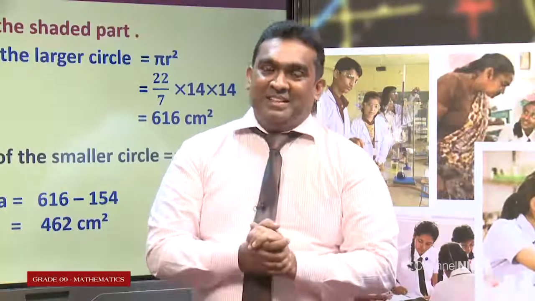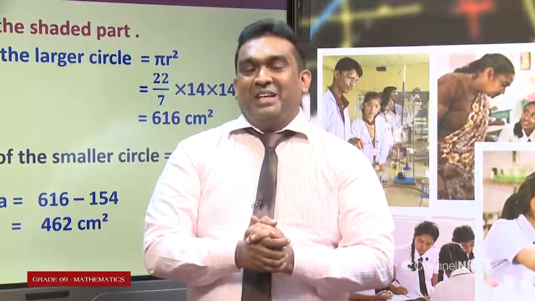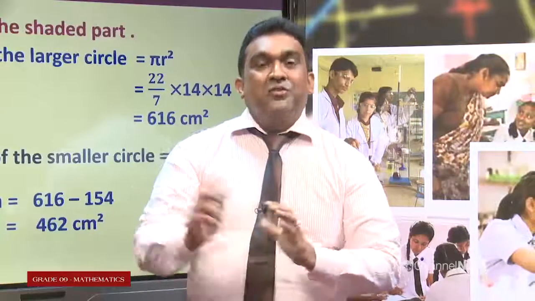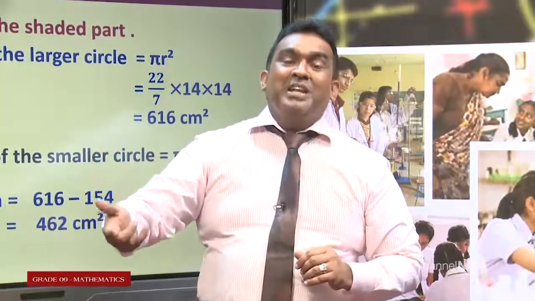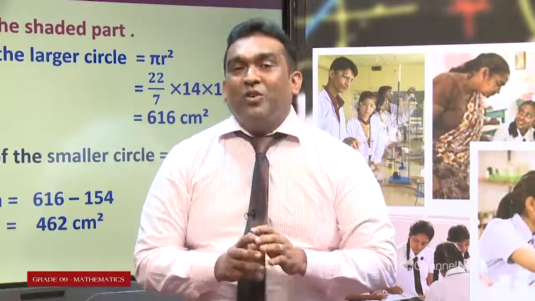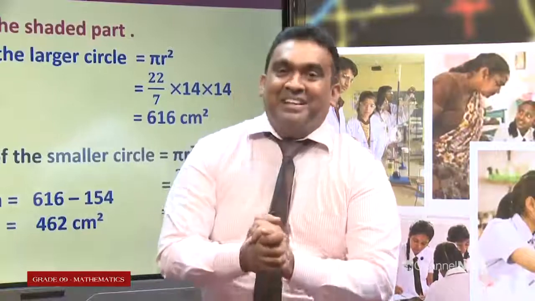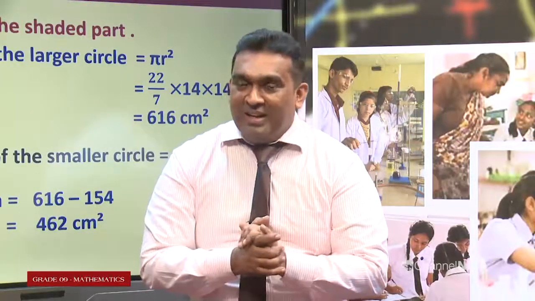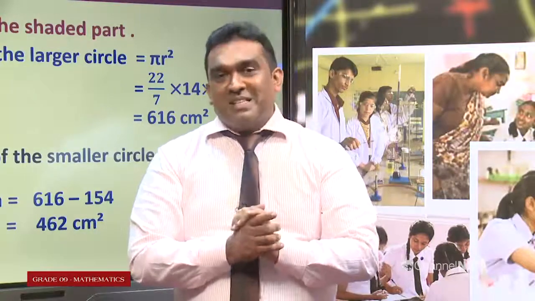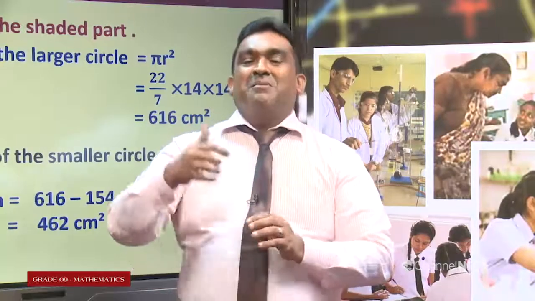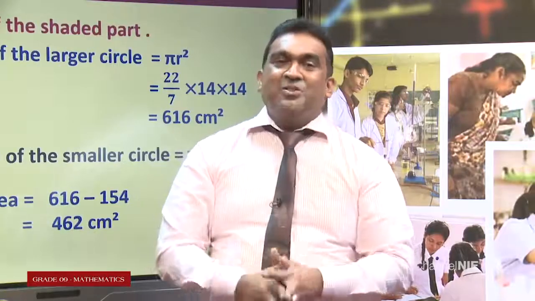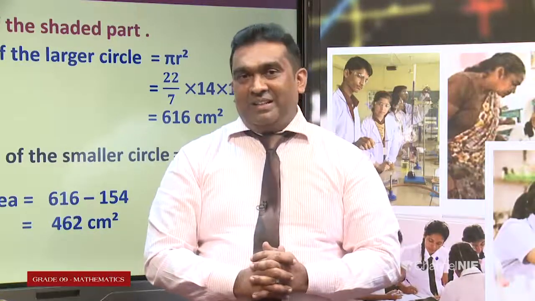Then circle. If you want to find out the area of a circle, you need radius. If you have diameter, what to do? You can divide diameter by 2, then you have radius. Then what is the formula of finding the area of a circle? πr squared. π is a constant value, that is 22/7. 22/7 multiplied by radius squared. Then you know that area of a circle is equal to πr squared.